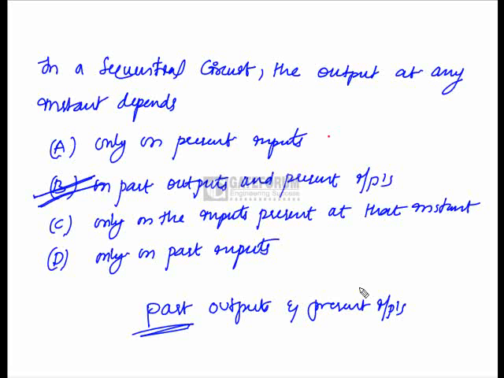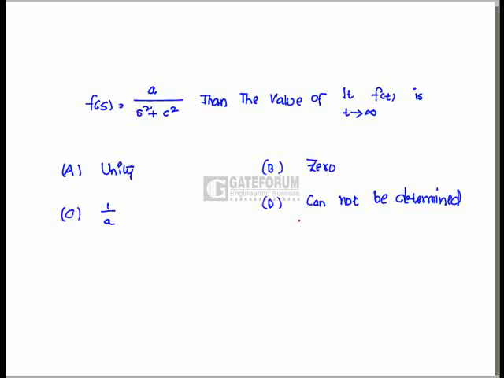In a sequential circuit, the output at any instant... In a combinational circuit, the output depends only on present inputs because it doesn't have any storage for the outputs. In sequential circuits, you have memory, so the output depends on past outputs and present inputs. The option is B.